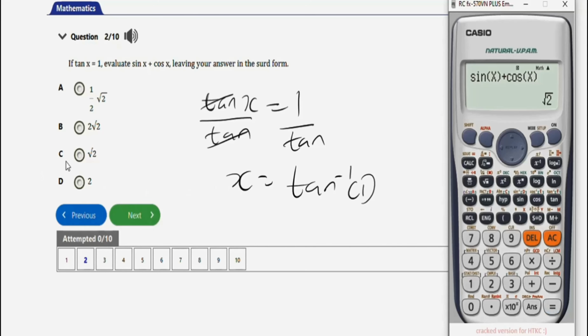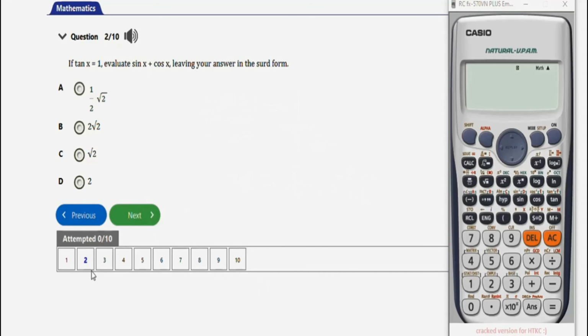We have it to be root 2. So the right option is option C. That's how you can go about this problem. It's as simple as this. Let's wipe this now. So the next repeated question will be this one.